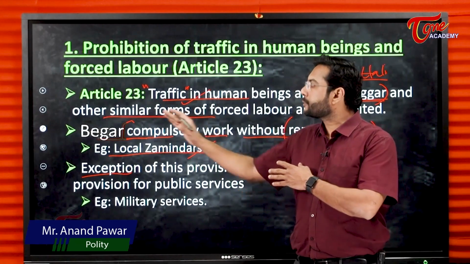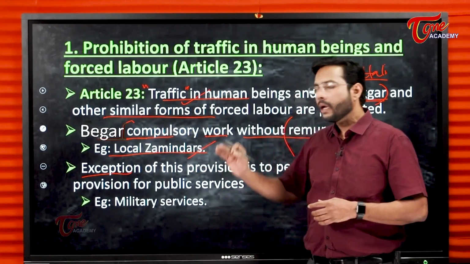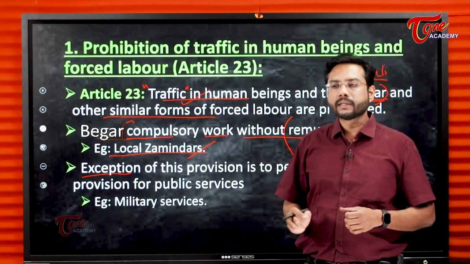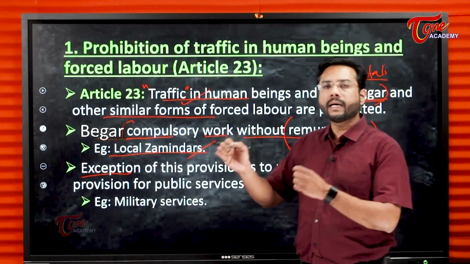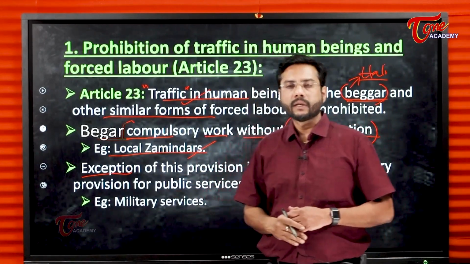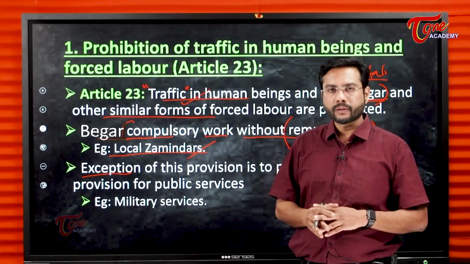So exception to this article, ఒక చిన్న మినహాయింపు ఏంటంటే, government could ask citizens to serve in military or any other such services without giving them any remuneration.